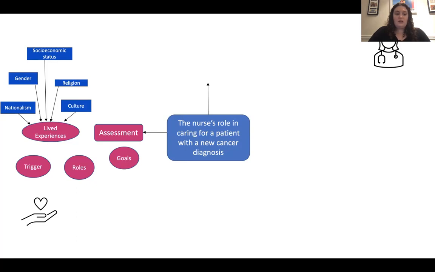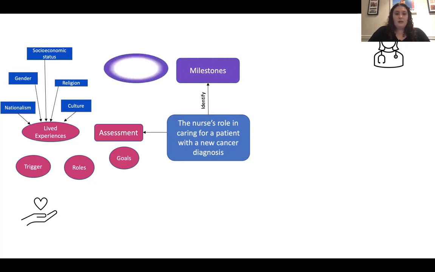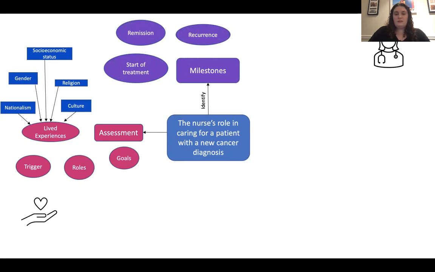The next section of this concept map is identifying milestones. There are several milestones within a patient's cancer journey. So these can include the start of treatment, remission, recurrence, if the patient were to pass away as a result of their cancer, or on the flip side, if they experienced a cure of their disease, as well as critical points.